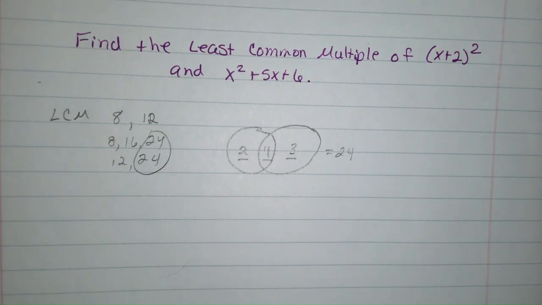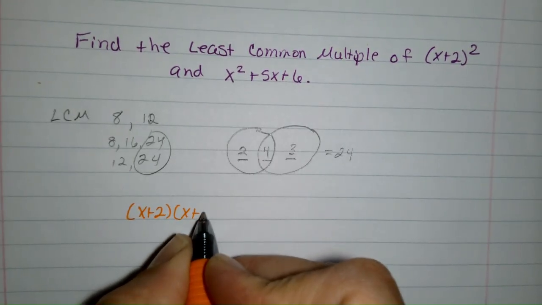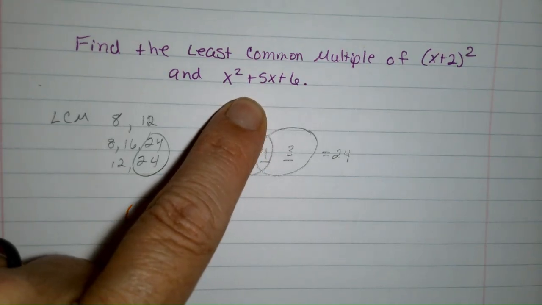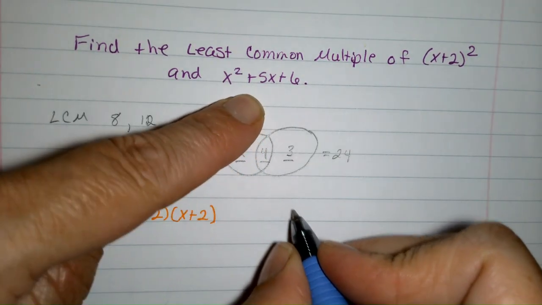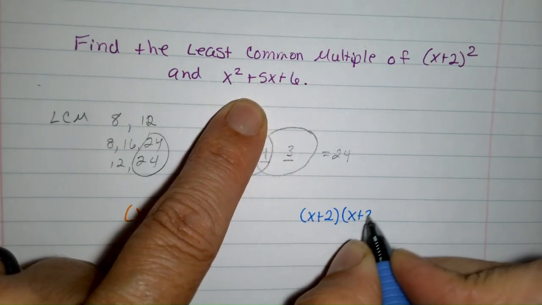So x plus 2 squared is x plus 2, x plus 2. And if I factor this x squared plus 5x plus 6, I get x plus 2 times x plus 3.